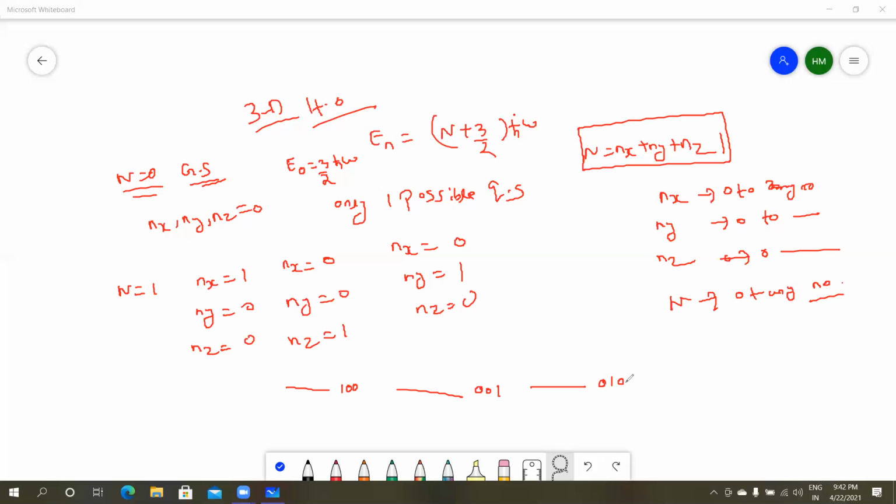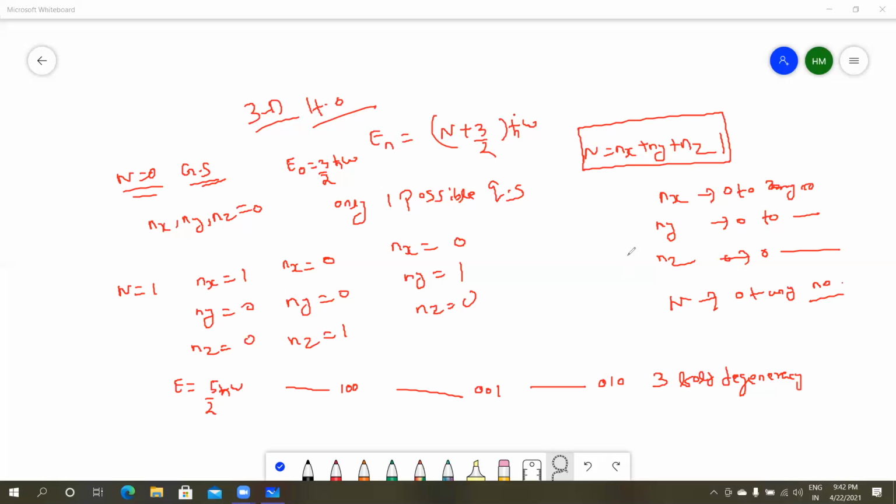You can basically plot this. These are my quantum states: 1 0 0, 0 1 0, and 0 0 1. They all correspond to the same energy. If you put n equal to 1, the energy is 5/2 ħω. So this is basically threefold degeneracy. Threefold degeneracy.